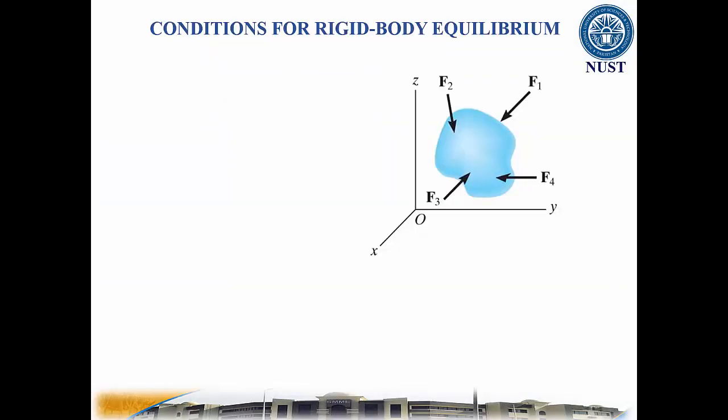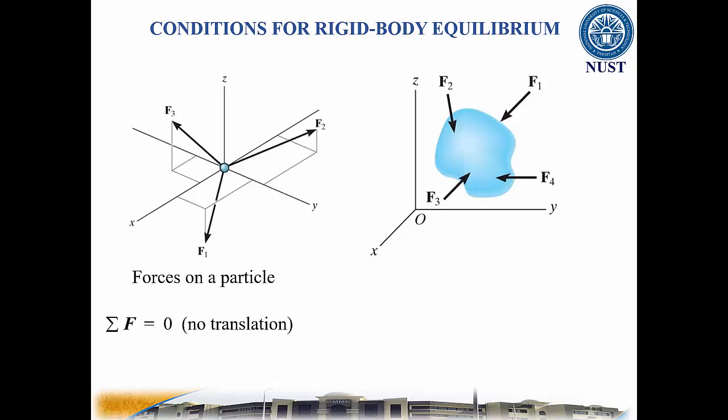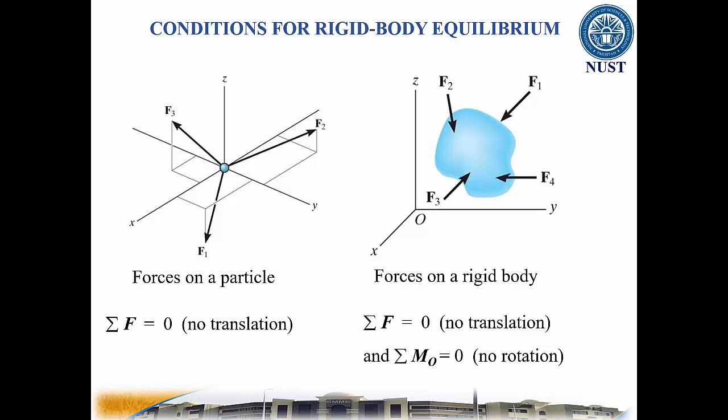In today's lesson, we will develop the sufficient condition for the equilibrium of the rigid body. In contrast to the forces on a particle, the forces on a rigid body are not usually concurrent and may cause rotation of the body due to the moments created by the forces. For a rigid body to be in equilibrium, the net force as well as the net moment about any arbitrary point O must be equal to zero. In this way, the body can neither translate nor rotate.